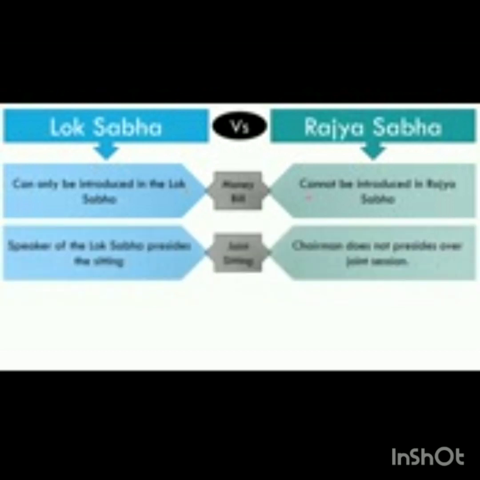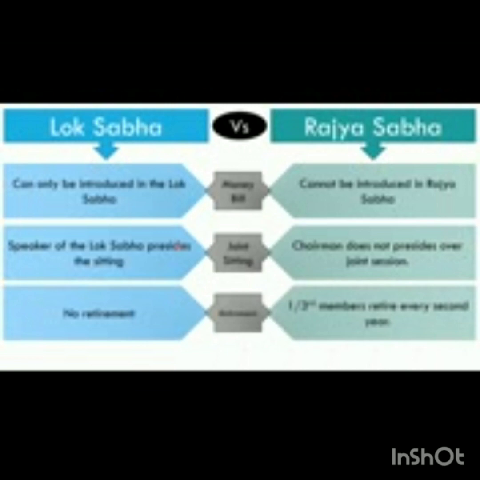Next, in case of deadlock situation, the joint sitting is announced by the President, in which the Speaker of the Lok Sabha presides over the joint sitting, whereas the Chairman does not preside over the joint session. Next, when it comes to retirement, the Lok Sabha members are appointed for a period of 5 years, but one-third members of the Rajya Sabha retire in every second year.